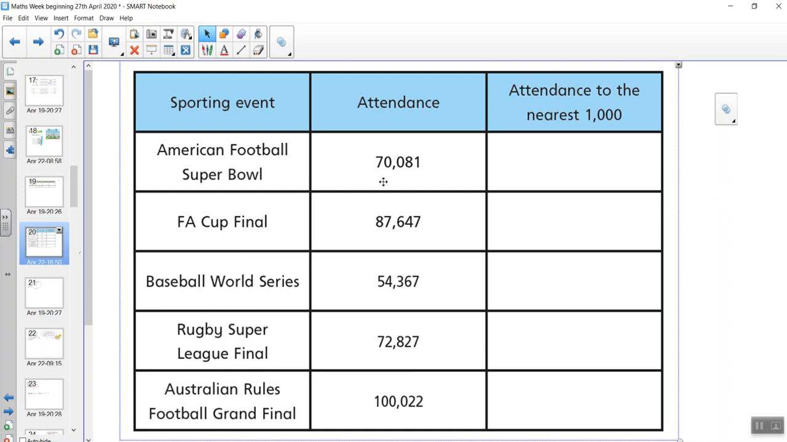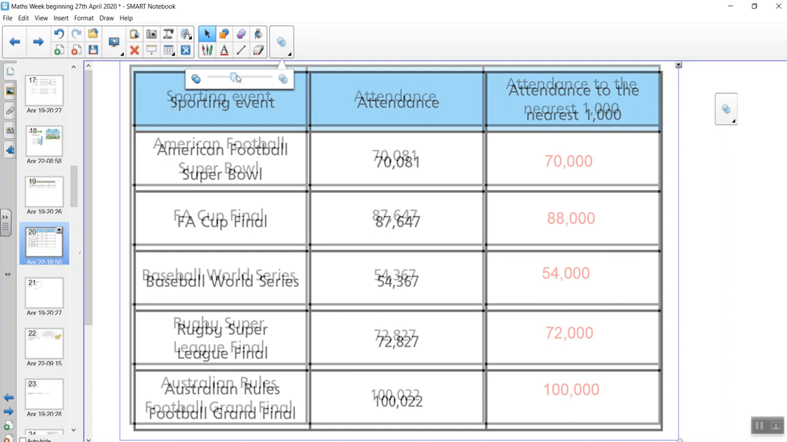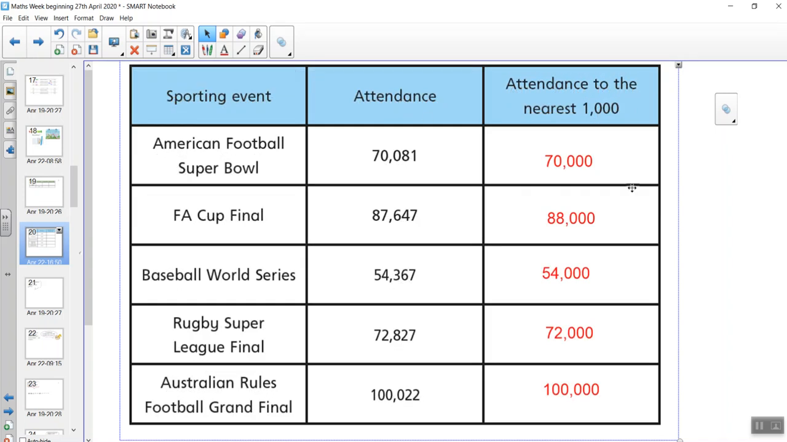Okay, these were quite large numbers, but these are quite important sporting events around the world. And often, when we're looking at the figures of people who go to a sporting event, we often see them as rounded figures. Let's have a look at how these look when they're rounded. How did you get on?